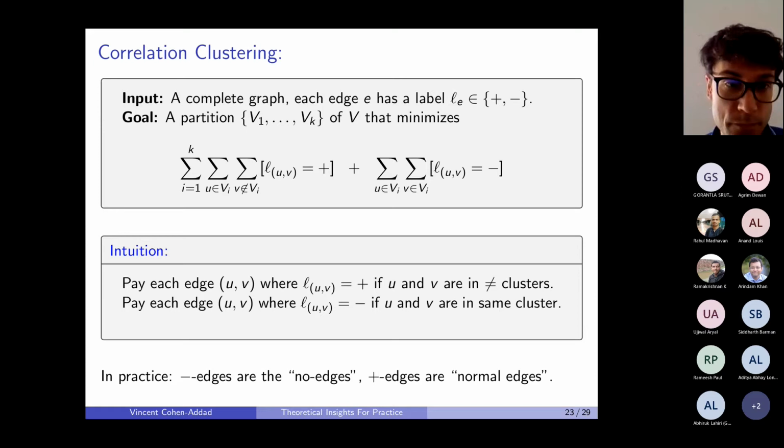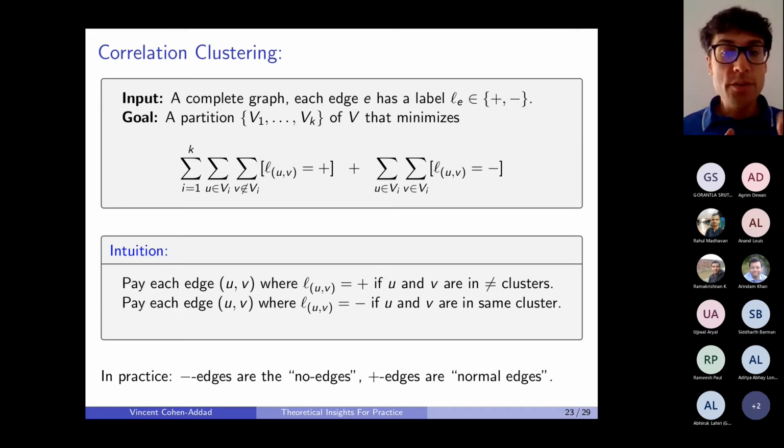Okay. So let me move to correlation clustering. In correlation clustering, it's a different model for our problem of finding dense subgraphs. So here is the problem. You are given a complete graph now, and each edge has a label, either a plus or a minus. And the goal here is to partition the vertices of your graph into as many clusters as you want. Again, it could be n clusters, it could be one cluster, doesn't matter.